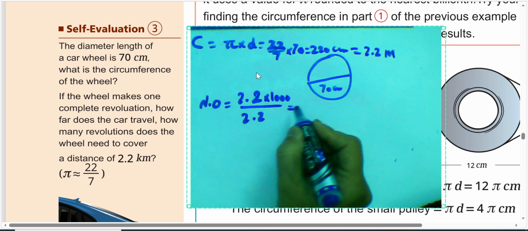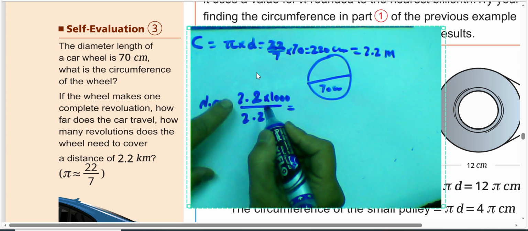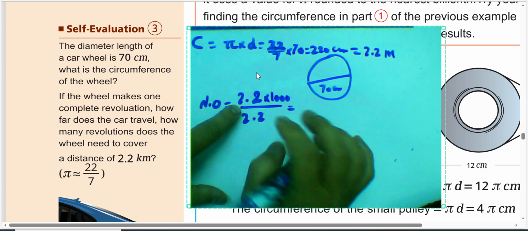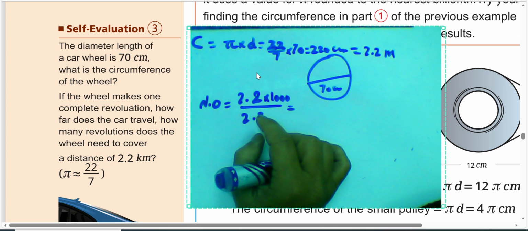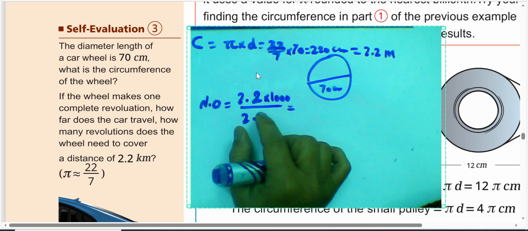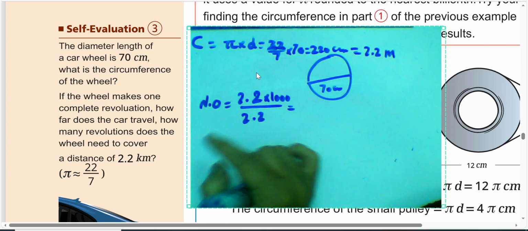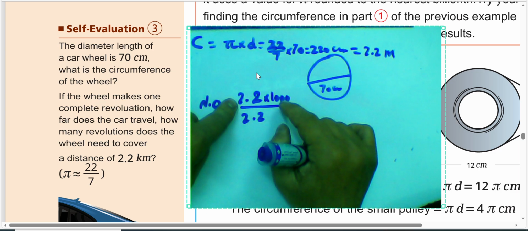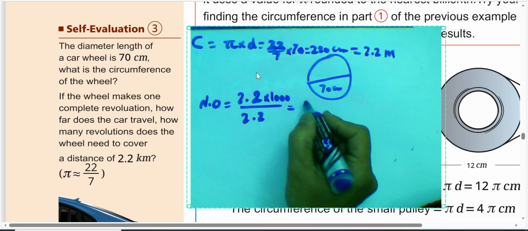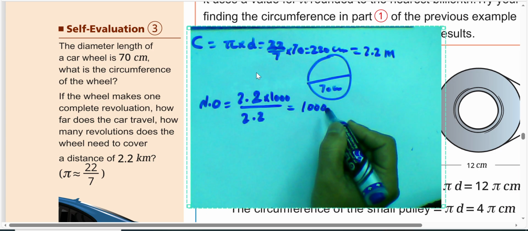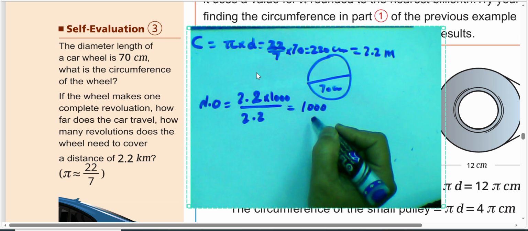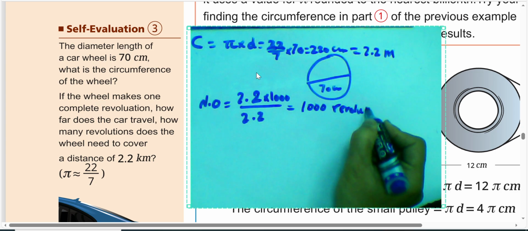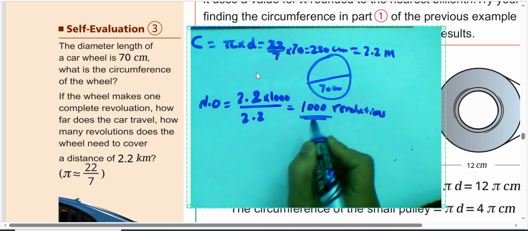Then we write here multiplied by 1000, because this is 2.2 kilometers. He gave me 2.2 kilometers, I multiply by 1000 and divide by 2.2. The result will be 1000 rotations. Then the number of revolutions will be 1000 revolutions.